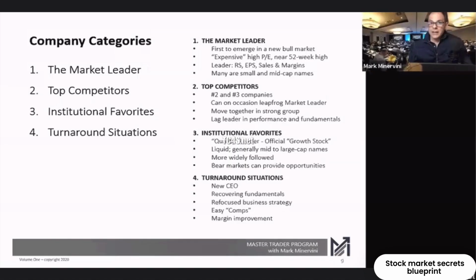So you're going to have to look for some names that maybe you're not so familiar with, and that might be the next Amazon. So bear markets can provide opportunities for these names when they're down. But again, we would focus more on the leading stock area.